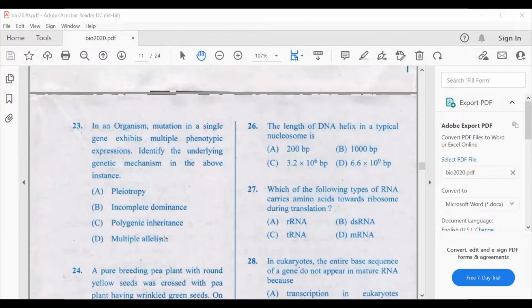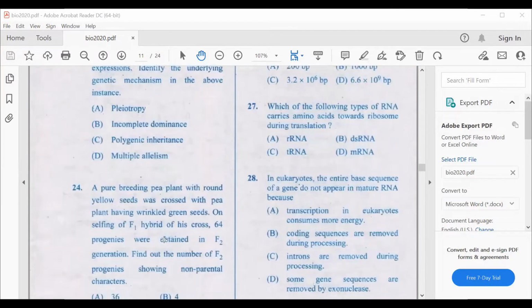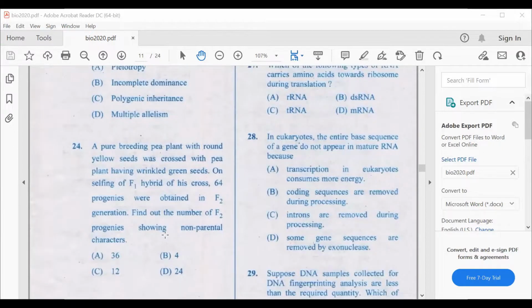Good. 24th question. A pure breeding pea plant with round yellow seeds was crossed with a pea plant having wrinkled green seeds. On selfing the F1 hybrid of this cross, 64 progenies were obtained in the F2 generation. Find out the number of F2 progenies showing non-parental characters. So read the question, take the screenshot and answer me in the upcoming session. Take the screenshot, all of you.